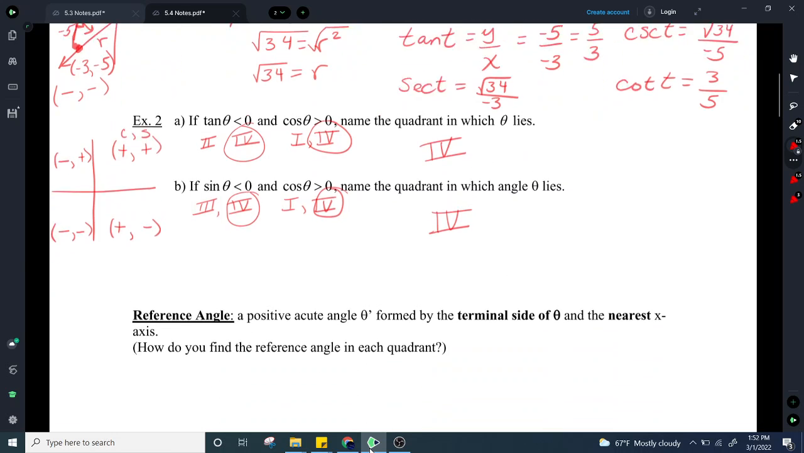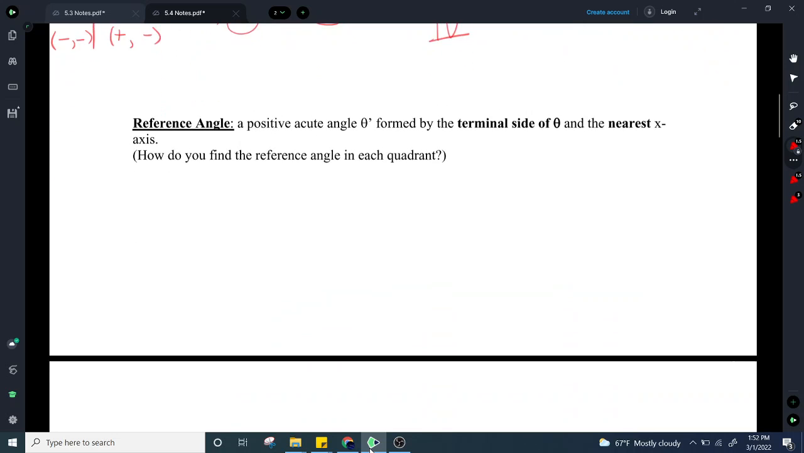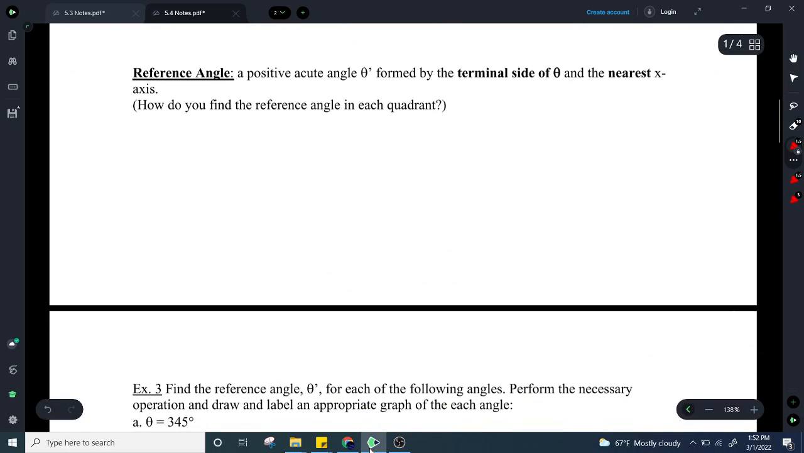Okay? All right, let's get into something called a reference angle. And I talked about this a little bit in the last lesson, but I want to kind of formalize the definition of a reference angle. So a reference angle we're going to use to solve a lot of these problems. And this definition sounds kind of formal, but we'll do a few of them, and I think you'll get the hang of it. Drawing the picture is probably the easiest way to get a reference angle every time.